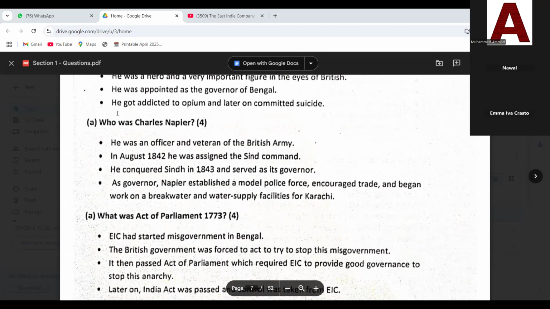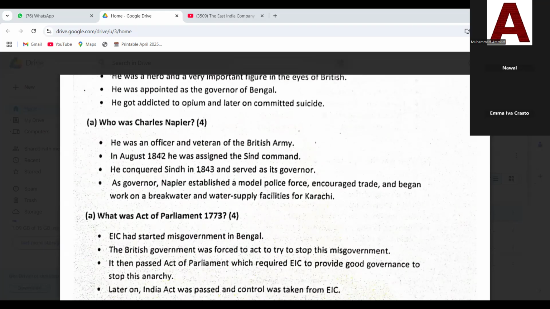Then Charles Napier. Charles Napier was another officer of the British Army. He was assigned the Sindh command for the province Sindh in 1842. Sindh was another important province for the British, and they wanted to take over Sindh. In 1843, the British conquered Sindh, and they were successful. And Charles Napier became the governor of Sindh.